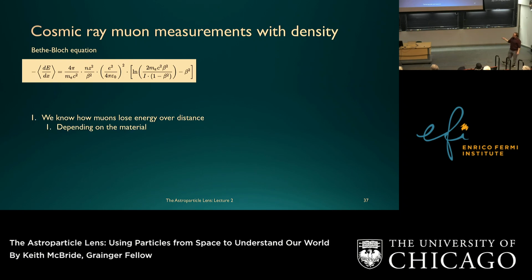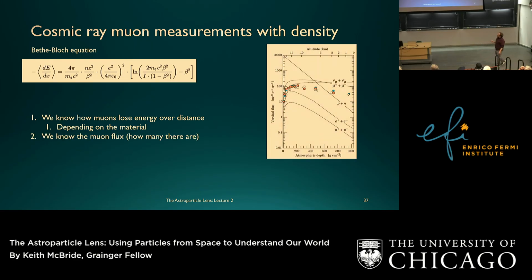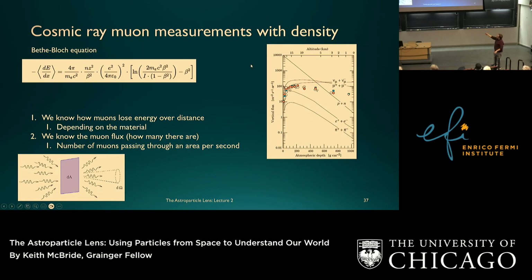So remember, the Bethe-Bloch equation tells us we know how muons lose energy over distance, and it depends on the material. And we also know how many muons there are. So this is a plot of the muon flux versus depth here, and this is sort of summed over all different energies of muons. So right now, we can calculate with this vertical flux the number of muons passing through an area per second. And the way you want to think about flux here is just the number of particles going through a given area in a set given time, right?